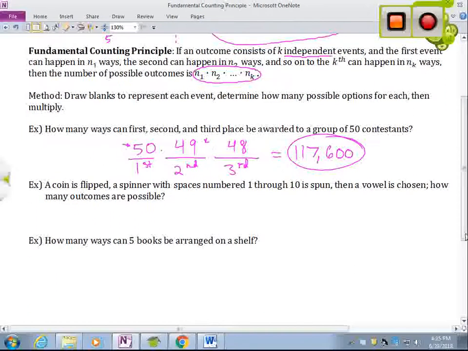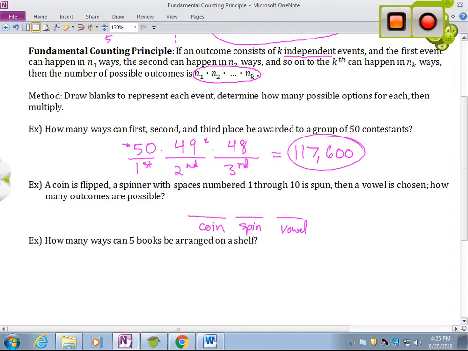Okay, all right, next one. A coin is flipped, a spinner with spaces numbered 1 through 10 is spun, and a vowel is chosen. How many outcomes are possible? So I see that I have three different possible events. Okay, so I'm going to draw 3 blanks and label those. I've got a coin, I've got a spinner being spun, and I've got a vowel being chosen.